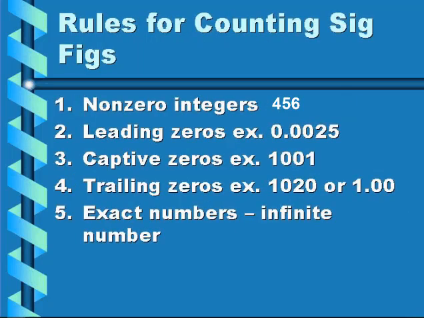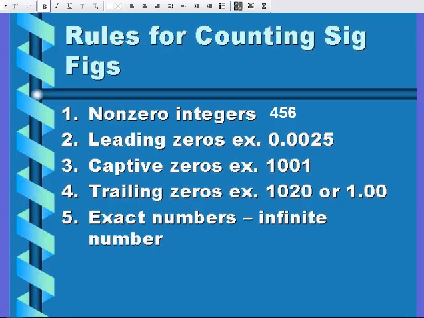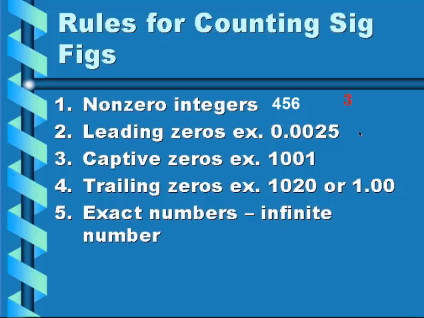So your rules for counting sig figs: if it's not a 0 digit, then it's going to count. So 456, none of those numbers are zeros, therefore you should have 3 significant figures. In the next number, leading zeros do not count. So until I get to a non-zero digit, none of those zeros can count. So in this problem, I have 2 significant figures.